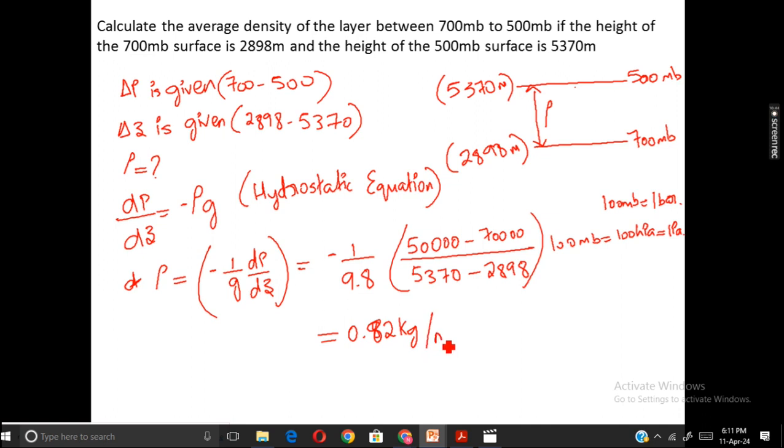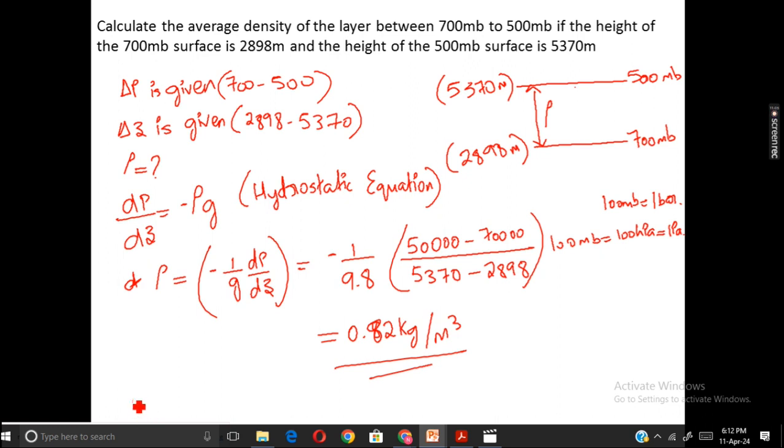It is density. They have asked us to calculate the density of the layer of the air between these two surfaces. So the unit of density is basically kilogram per meter cube. So this will be the answer. So just as a tip to know if your answer is right, this basically gives you the density of the air, right?